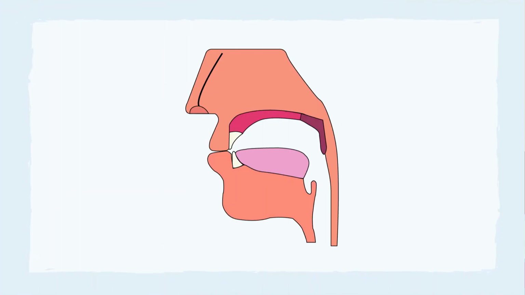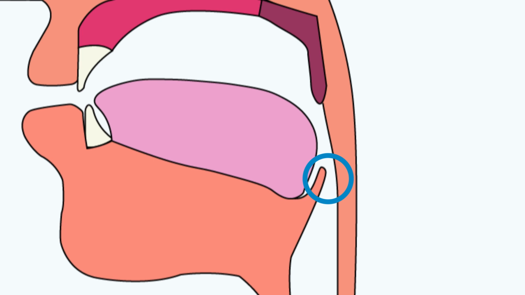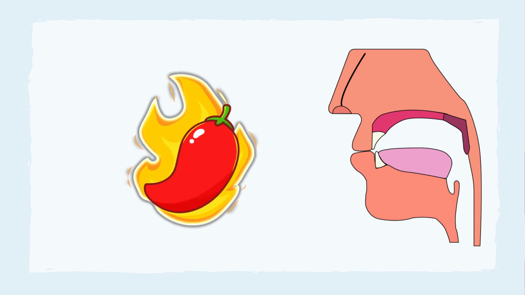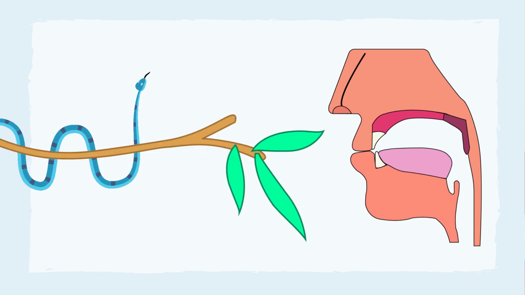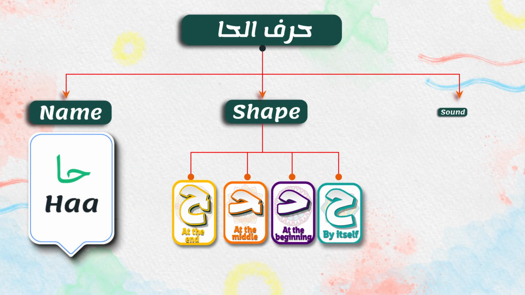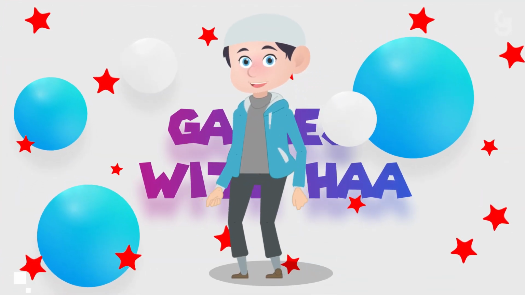You get it? The sound of ha is ah. It comes from the middle of the throat with pushing air out. It sounds like someone is eating spicy food, or a snake sound. Alhamdulillah, we have learned the name, shape, and sound of ha. Now time for some games with ha.